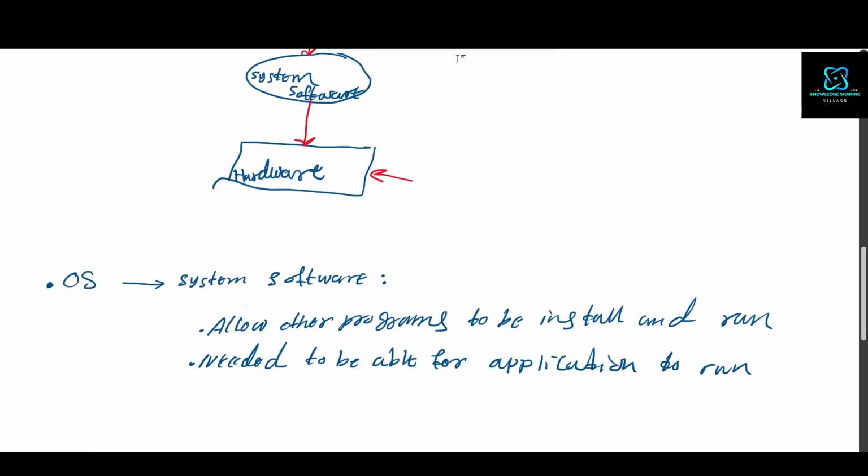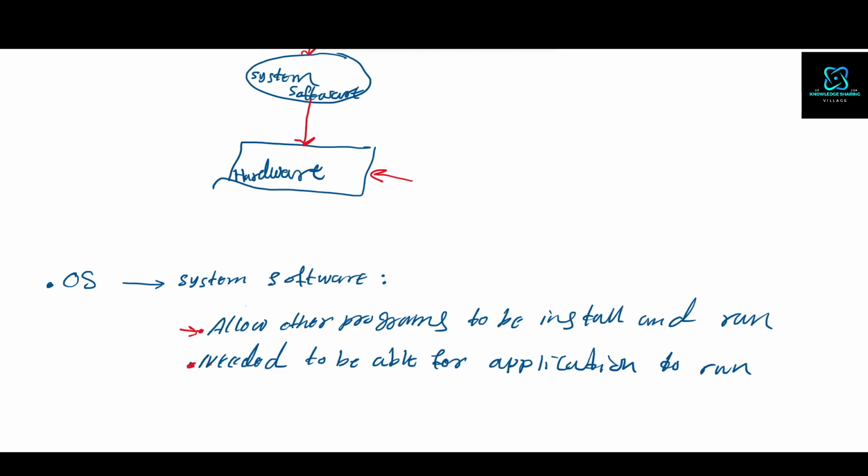Then we come to the next point, which is operating system. Operating system is a system software. There are many kinds of different system software, but we are not going into that because this video is not about that. We have operating system. It is a system software. First of all, it allows other programs and applications to be installed and run on the system or computer. The operating system is needed for application software to be able to run.